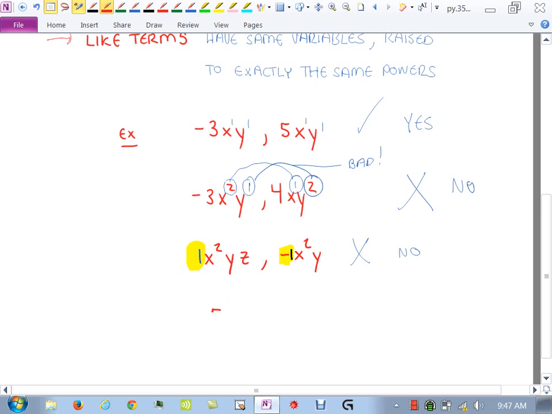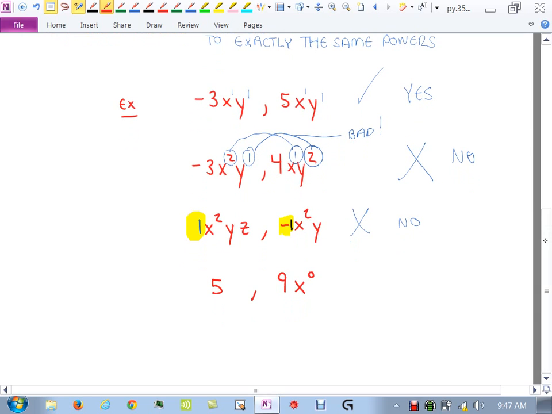How about 5 and 9 x to the 0? I'm trying to trick you here. You might immediately look at this and go, wait a minute, this one has an x, this one doesn't even have an x. Yeah, but what's x to the 0? It's 1, isn't it? So isn't that 9 actually 9 times 1, which is just 9?